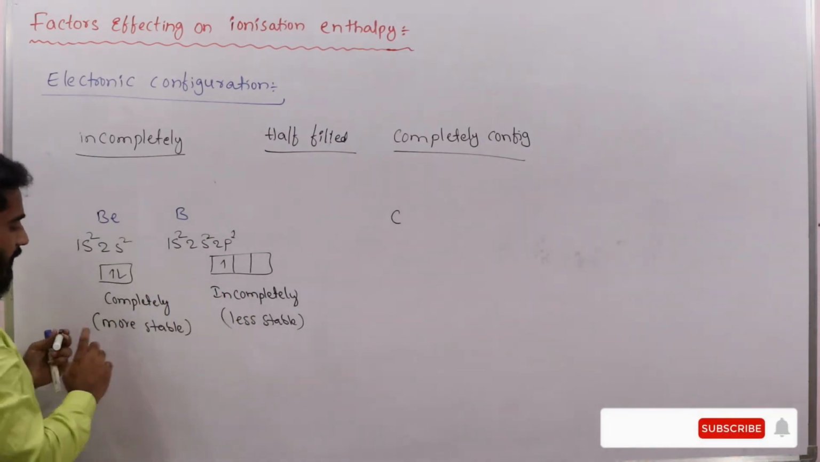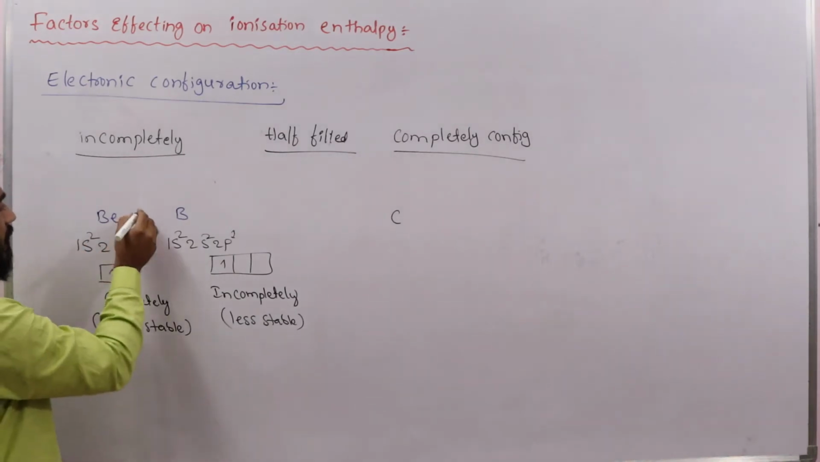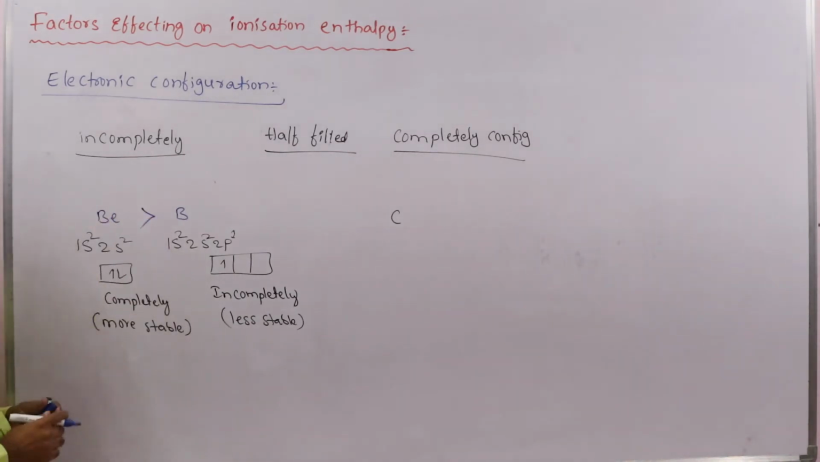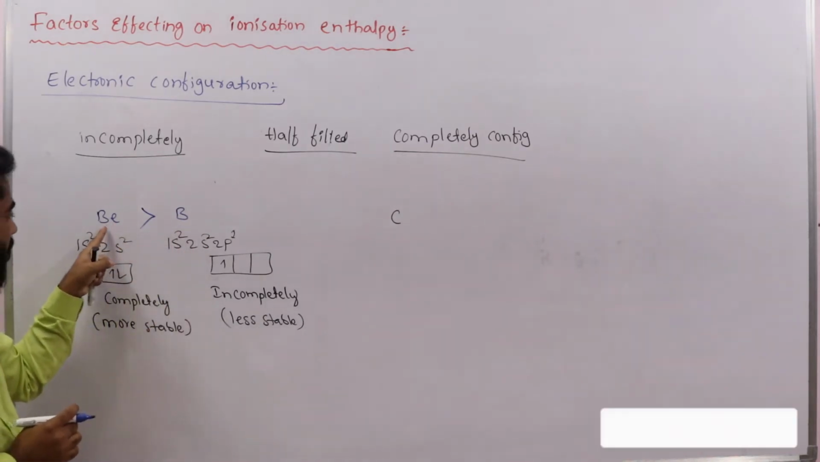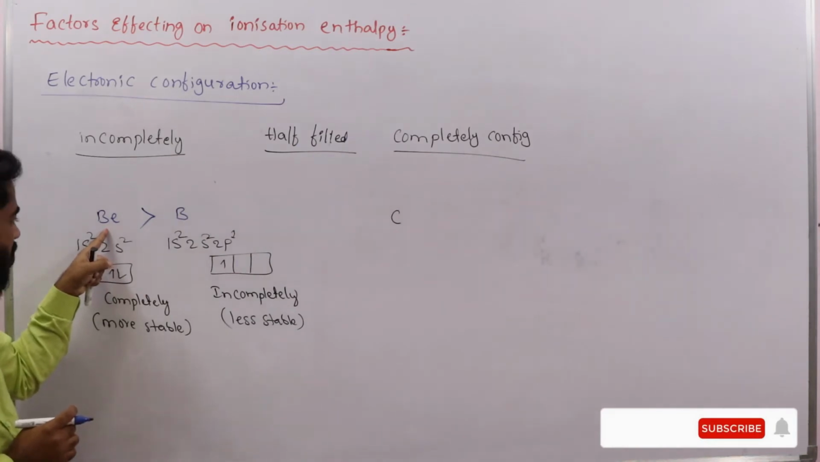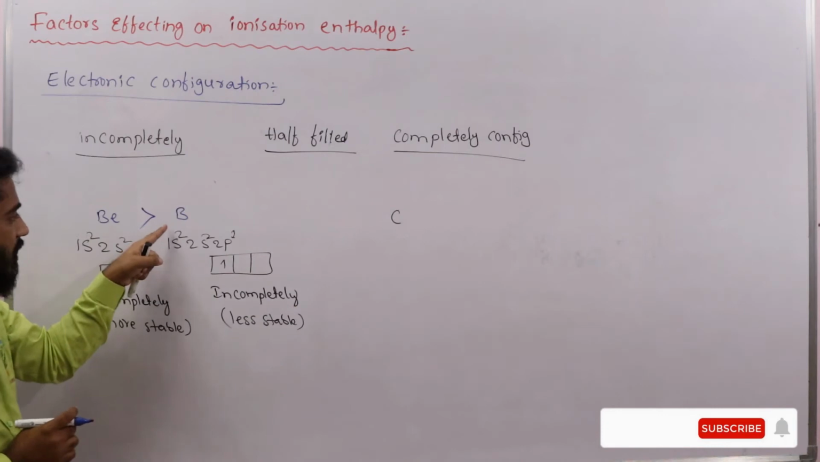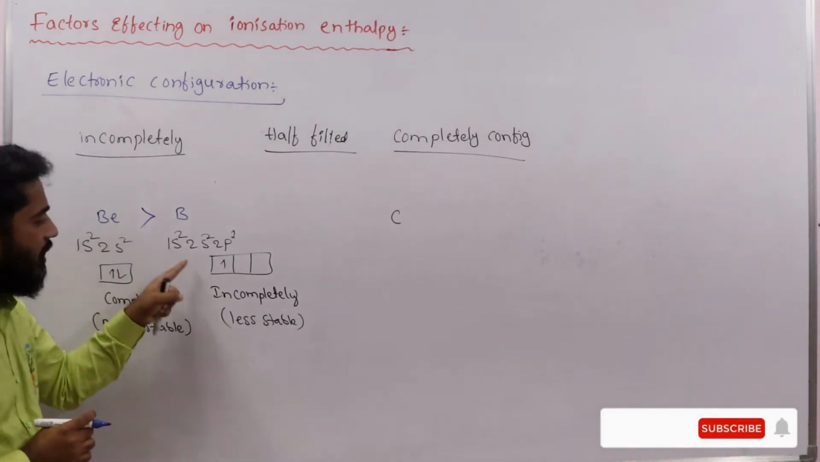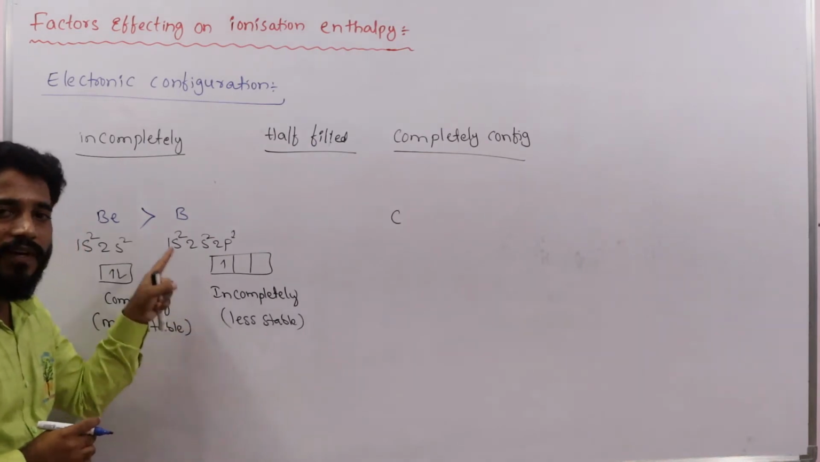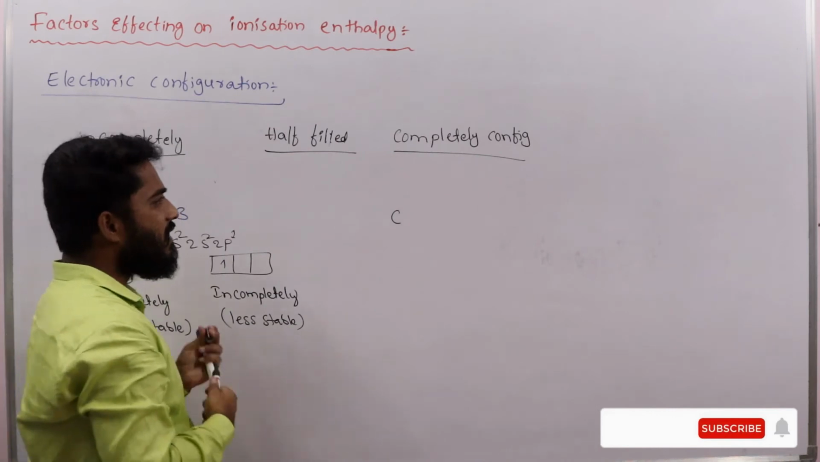Since a completely filled configuration is present in beryllium, it has more ionization enthalpy than boron. Why does beryllium have more ionization enthalpy? Because of the completely filled configuration. Why does boron have less ionization enthalpy than beryllium? Because of the incompletely filled electronic configuration. Let us see the next example.